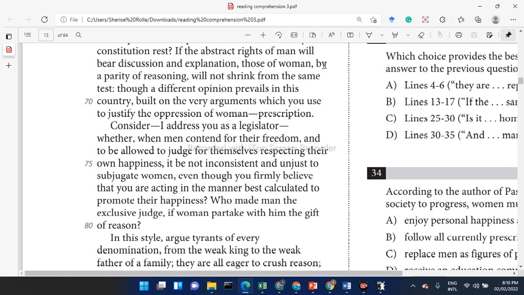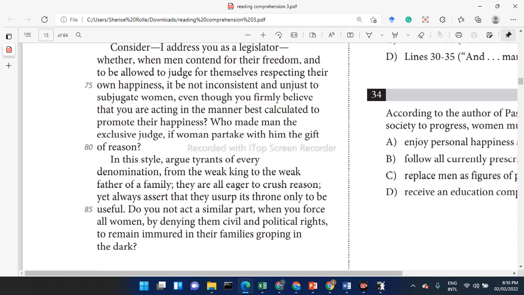Who made man the exclusive judge, if woman partake with him the gift of reason? In this style, argue tyrants of every denomination, from the weak king to the weak father of a family, they are all eager to crush reason, yet always assert that they usurp its throne only to be useful. Do you not act a similar part when you force all women, by denying them civil and political rights, to remain immured in their families, groping in the dark?